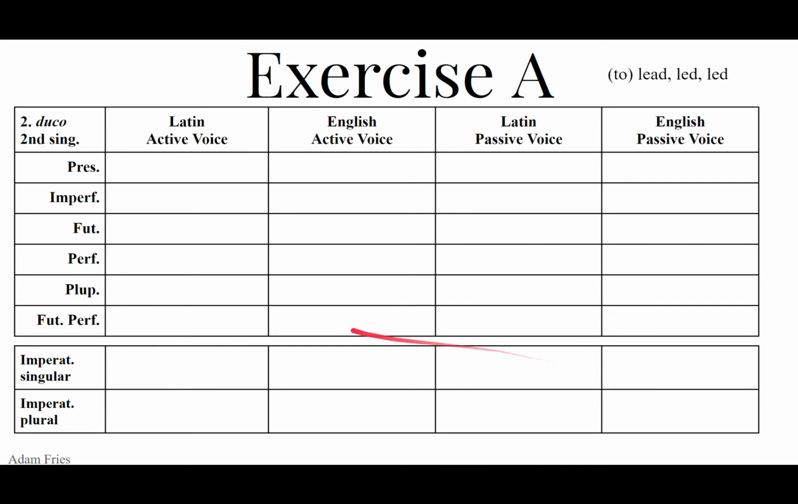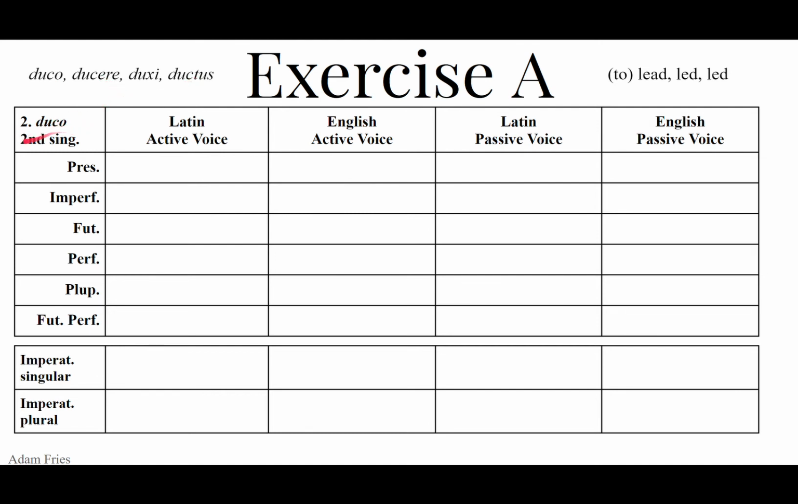Optime. We have duco, ducere, duxi, ductus, which means to lead. Notice the principal parts. I lead, I want to lead. I led. I have led. Change the spelling as opposed to mitto. So duco, ducere, duxi, ductus. It's a third conjugation. O, ere, i, us.